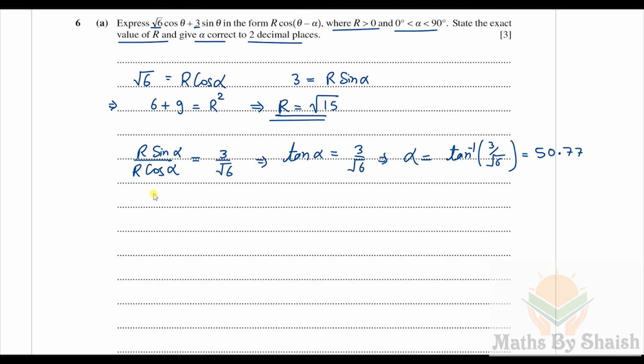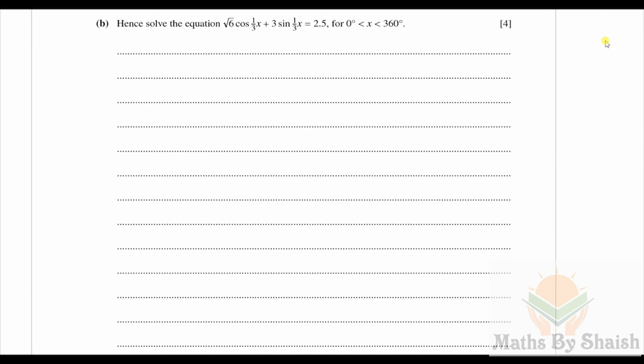So in this form we can write this value, one more time, r cos theta plus 3 sin theta, as root 15 cos of theta minus 50.77. So whenever we have anything of this form, we can write it in this way as well. Let's do the second part of this question. Here's the B part. Hence solve this equation.